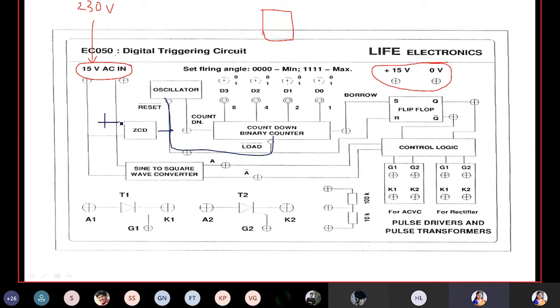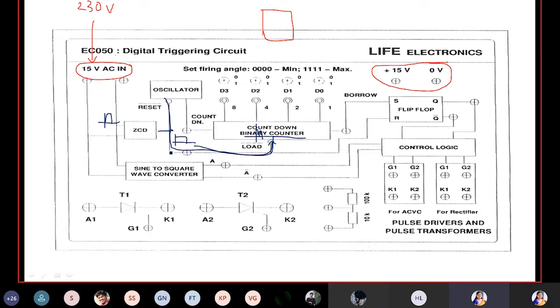As soon as positive supply appears at this terminal, this ZCD will produce the output like this. Once the signal goes to this, the binary counter will be ready with 16 pulses. If there is any delay here, it will hold the pulses for those many degrees, then it will produce the pulses. If there is no delay, then the pulses will be passed as it is.